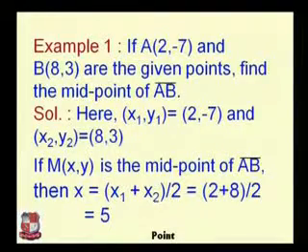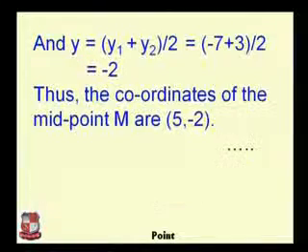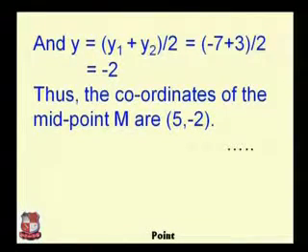So according to this, M(x, y) is the midpoint of AB, then x is equal to (x1 plus x2) by 2. Now putting this value of x1, x2, it is equivalent to (2 plus 8) by 2. So 8 plus 2, we get 10 by 2, we get 5, and y is equal to (y1 plus y2) by 2. Now putting this value of y1, y2, (minus 7 plus 3) by 2, we get minus 2 finally. Thus the coordinates of the midpoint M are (5, minus 2).